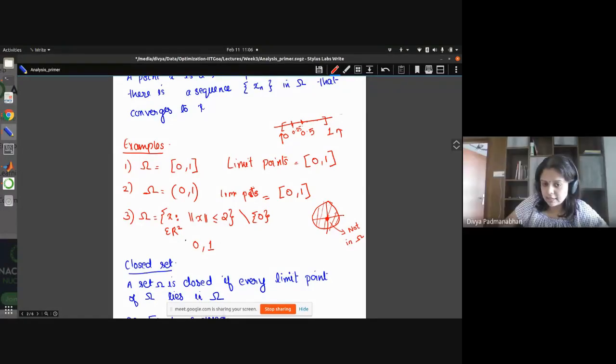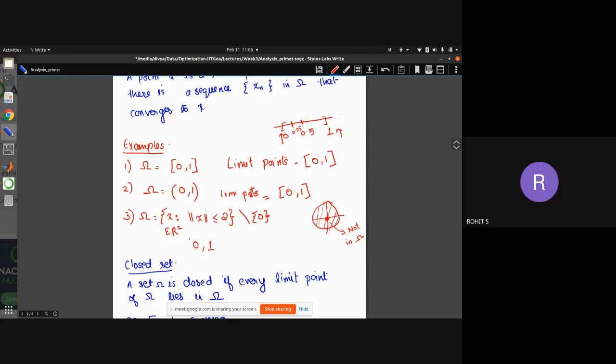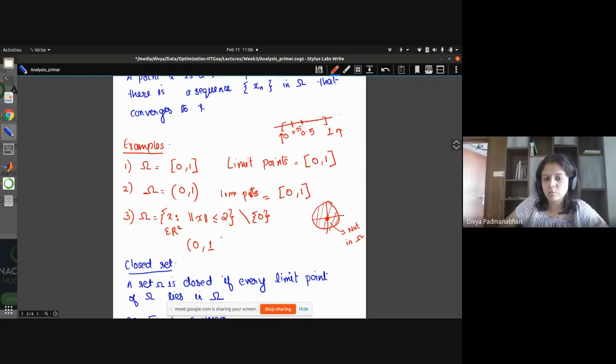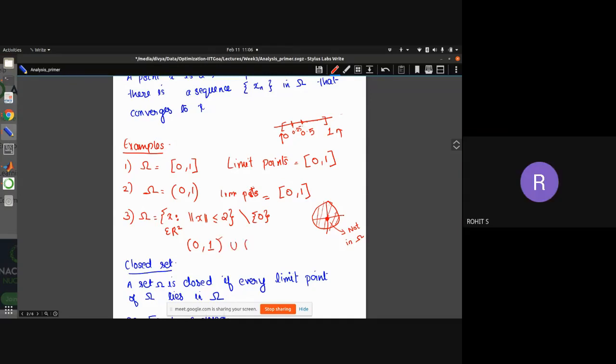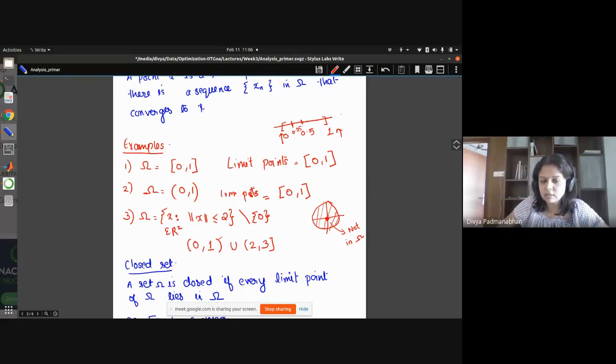So you are writing the closed or open interval? Either way, closed or open. Okay, let's take it open. 0, 1, union 2, closed 3. Open interval or closed interval, yes. Then 1.5 is not approachable. Right? Yeah, but something like 1.5 is not in this set, right?